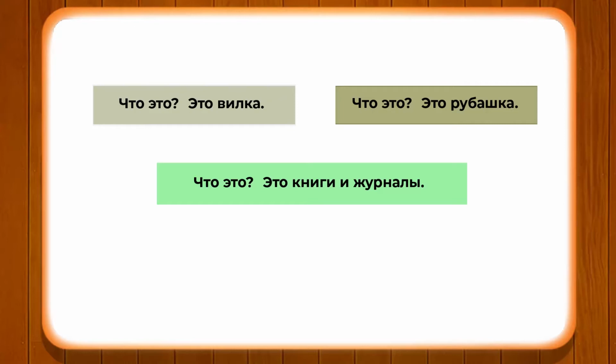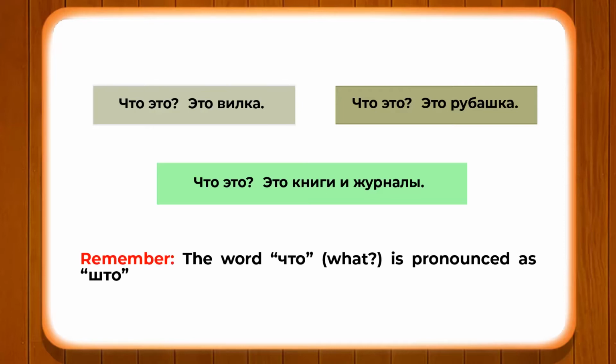Что это? What is this? Это книги и журналы. These are books and journals. Please remember the word что, which means what, is written with ch, but when we pronounce it, the sound is like sh. Okay? Alright, now let's go ahead and pay attention to the next part.